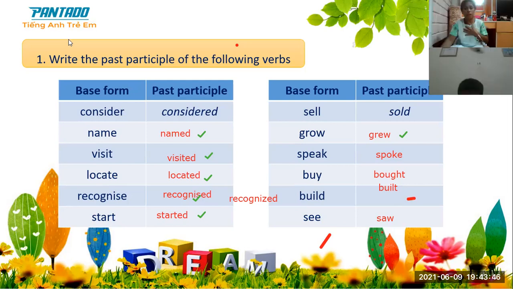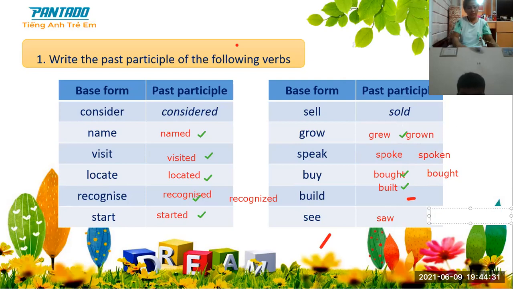Okay, Tab, look here. So this one, grow: we are talking here about the past participle. So this is grown. Next, spoke: this is spoken, the past participle. Both, yes, correct. Next, built, yes, correct. Next, see: this is not see, this is seen. This is seen in the past participle.